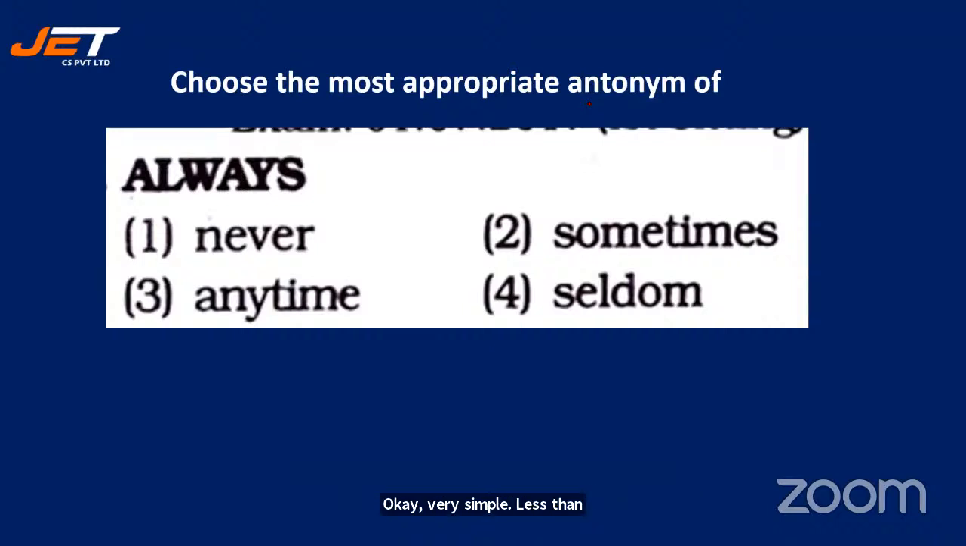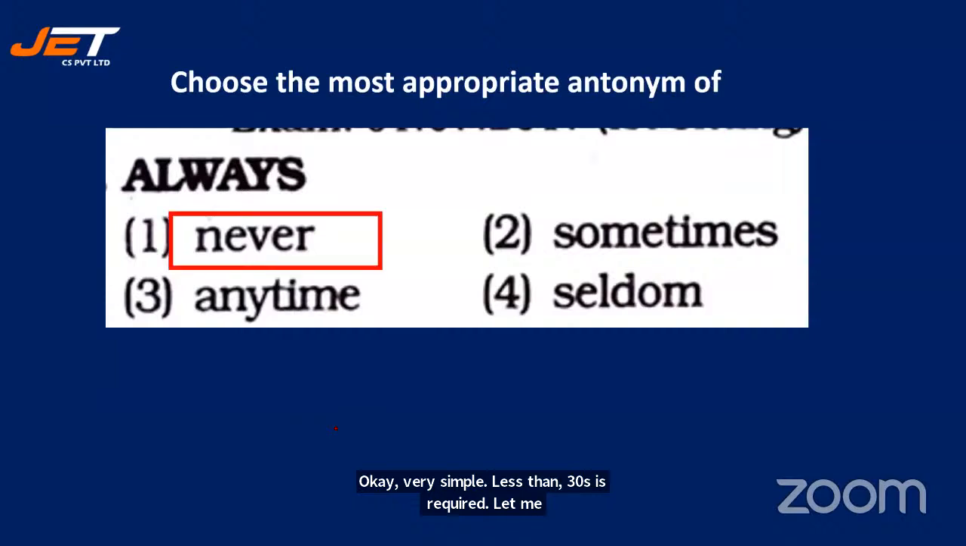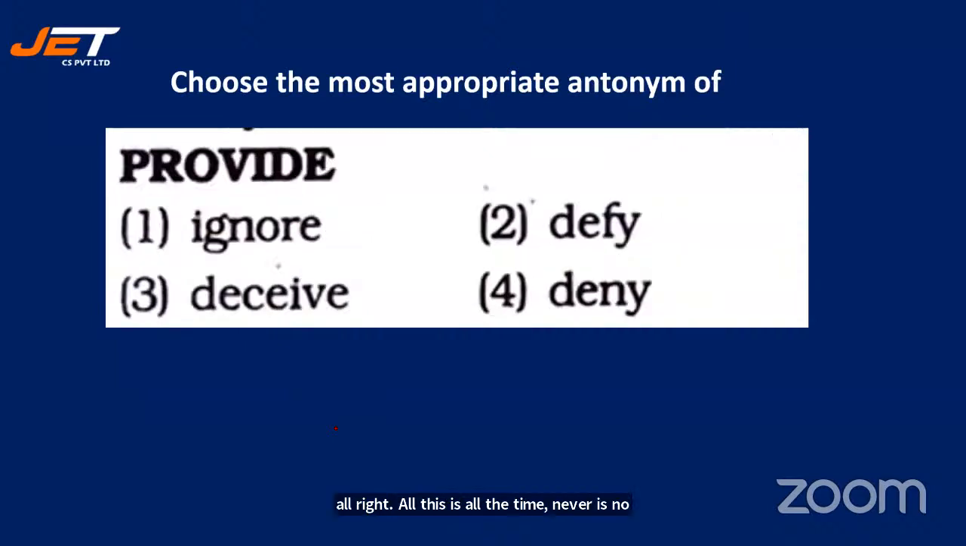Let me see the answers. 2, 3. Okay, all right. See, the answer is 1. Never. Always is all the time. Never is no. See the next question. Antonym of provide. Ignore, defy, deceive, deny. Let me see the answer in the chat box.